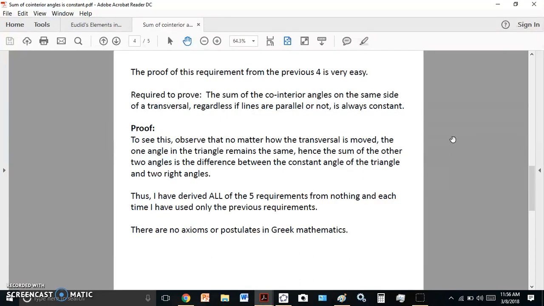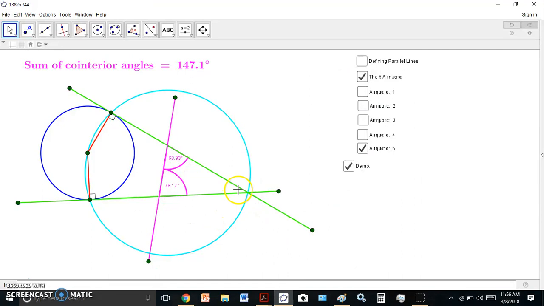So at any rate, I'll also give you the proof that these cointerior angles on the same side of a transversal are constant. And it's very easy to see, because if you read here, it tells you that no matter how the transversal is moved, the one angle in the triangle remains the same. Which is the one that remains the same? This one here, right? Okay, and they're vertically opposite. So these two remain the same. How do we know vertically opposite angles are equal?